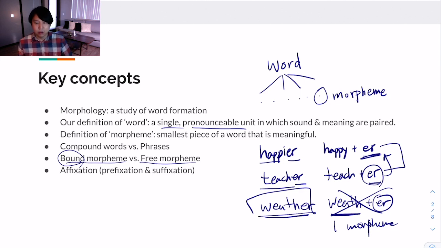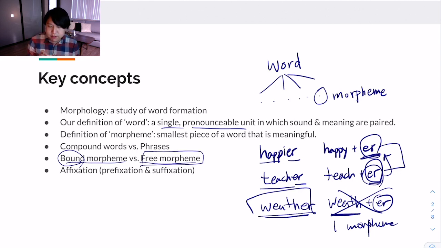They cannot stand alone. So for example, let's say, are you happier than Ba? You cannot say "er" as an answer of that question. When I say like, you're what than Ba? You can say happier. Happier, you can pronounce it. You can use it as a single response, but you cannot just say "er". So this case, "er" is a suffix, and suffixes are always bound morphemes.